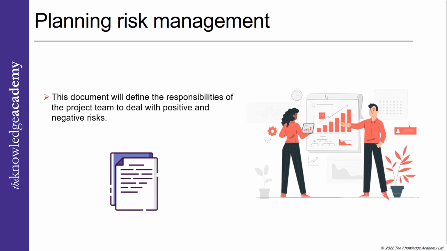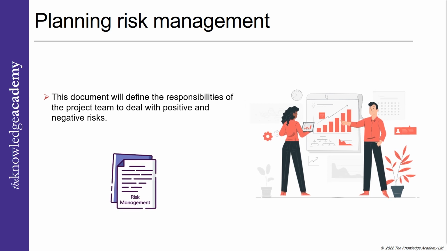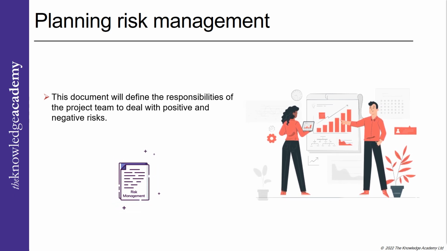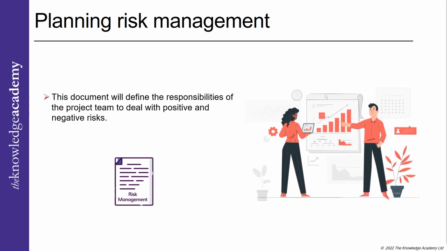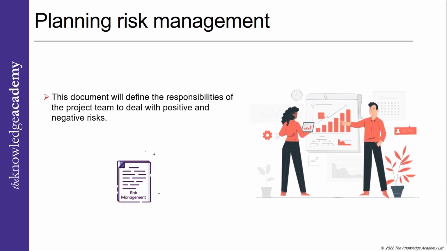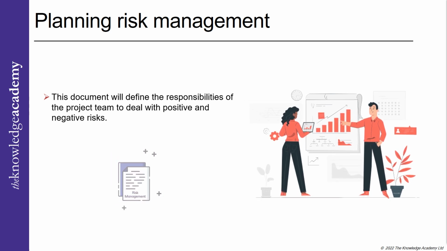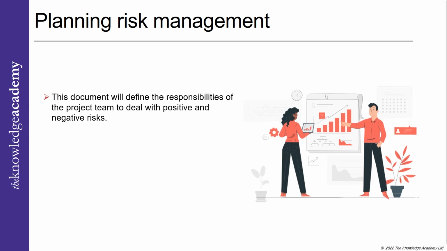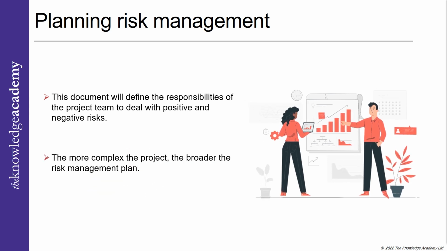This process deals with developing a document that describes the details of how risk management will be done. This document will define the responsibilities of the project team to deal with positive and negative risks. It will also include a budget and resources for managing risk, risk tolerance level, identifying and categorizing risk, and implementing risk responses. In addition, this plan will also include the formula to determine the ranking of the risks as high, medium, or low. The more complex the project, the broader the risk management plan would become.